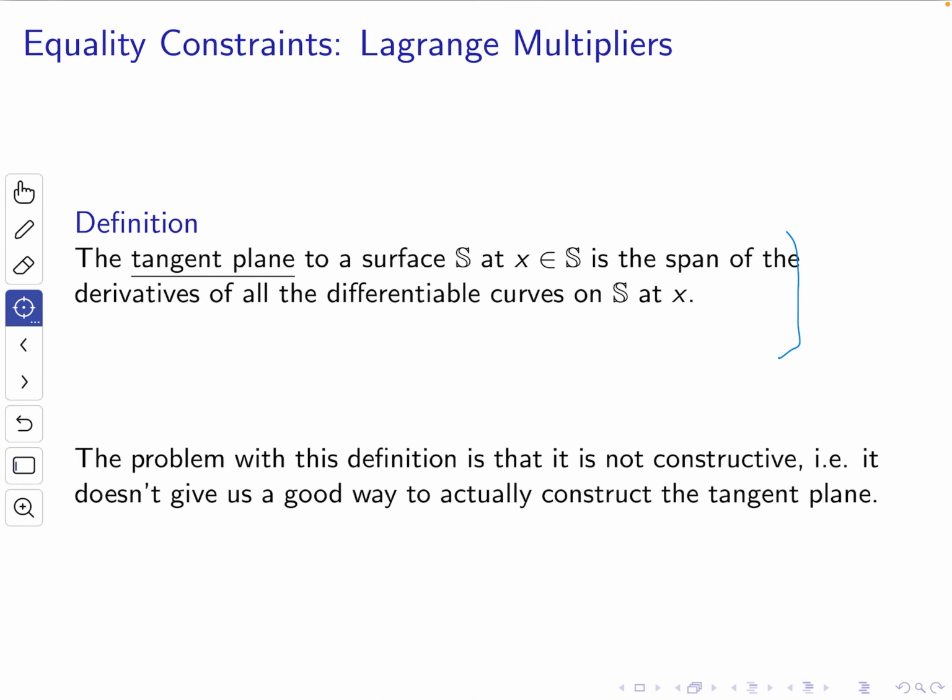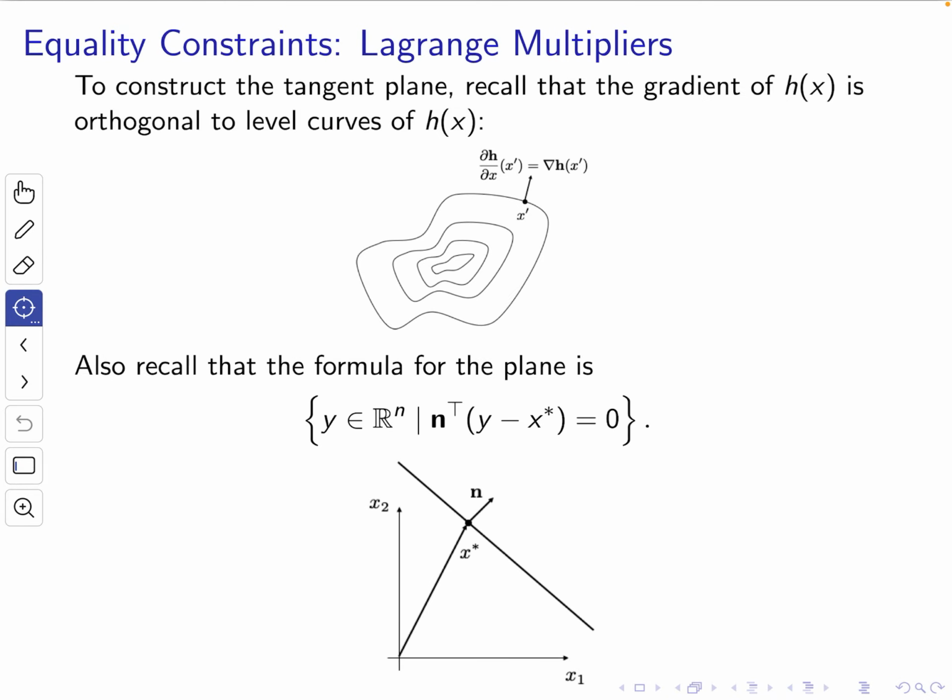Yeah, the problem with this definition is that it's not constructive. It doesn't give us a good way to actually construct the tangent plane. That's okay, but it helps us to define what the tangent plane is. To construct the tangent plane, we recall that the gradient of h is going to be orthogonal to all your level curves of h.